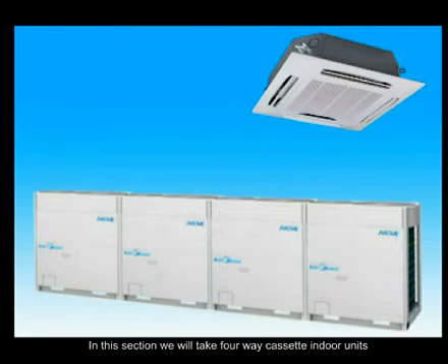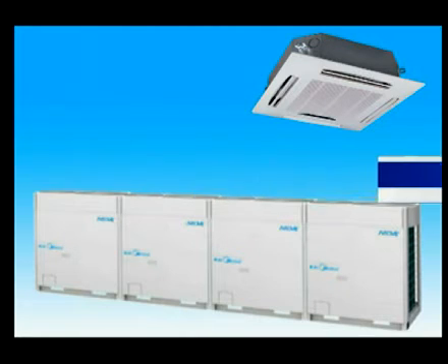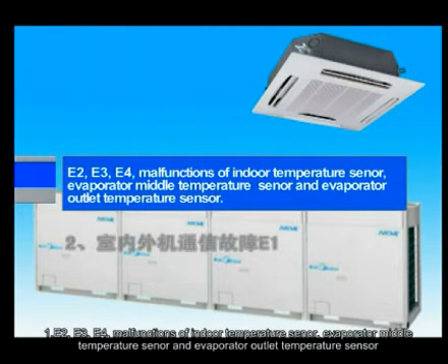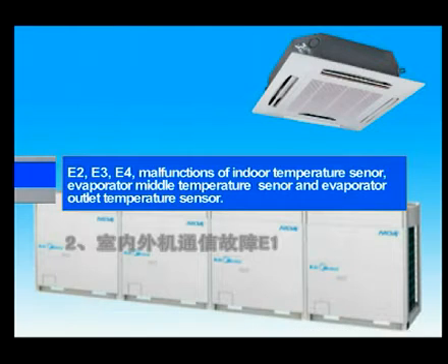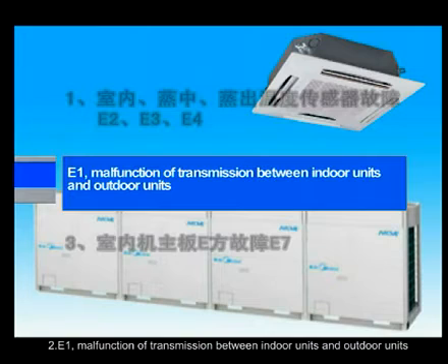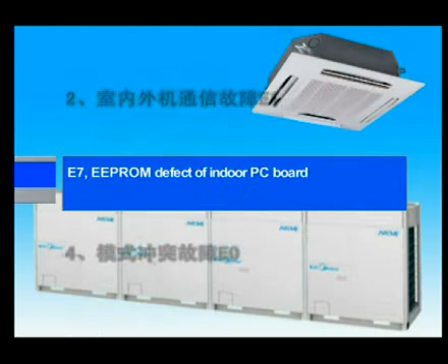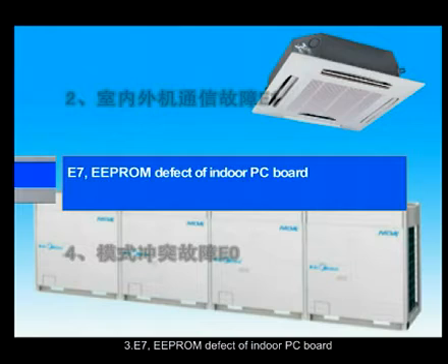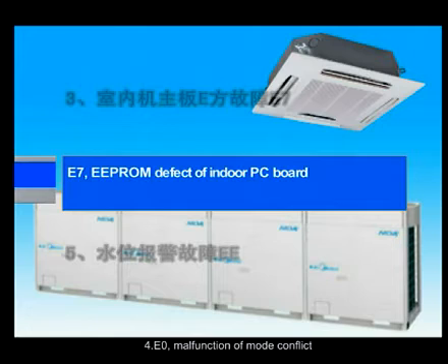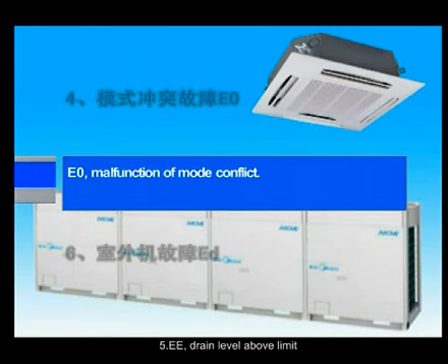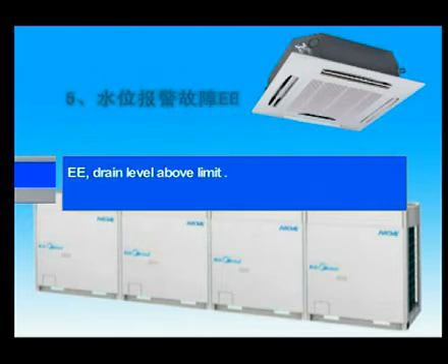In this section, we will take 4-way cassette indoor units as an example and show you how to repair by 6 parts. 1. E2, E3, E4, malfunctions of indoor temperature sensor, evaporator middle temperature sensor, and evaporator outlet temperature sensor. 2. E1, malfunction of transmission between indoor units and outdoor units. 3. E7, EEPROM defect of indoor PC board. 4. E0, malfunction of mode conflict. 5. EE, drain level above limit. 6. ED, outdoor unit fault.